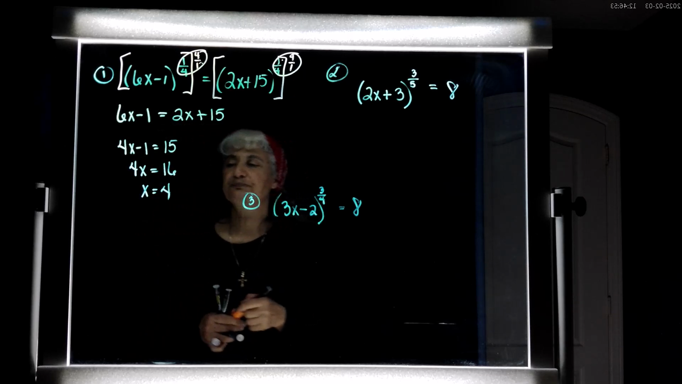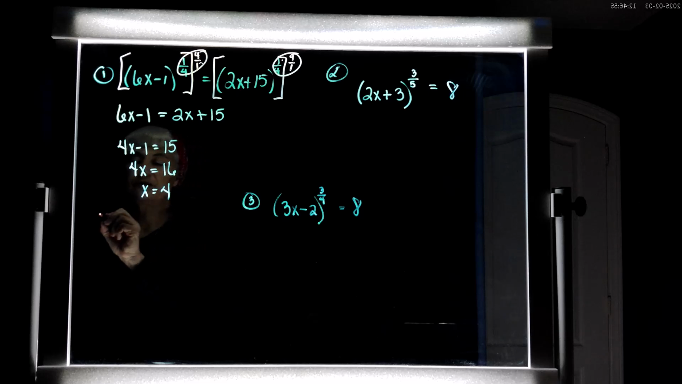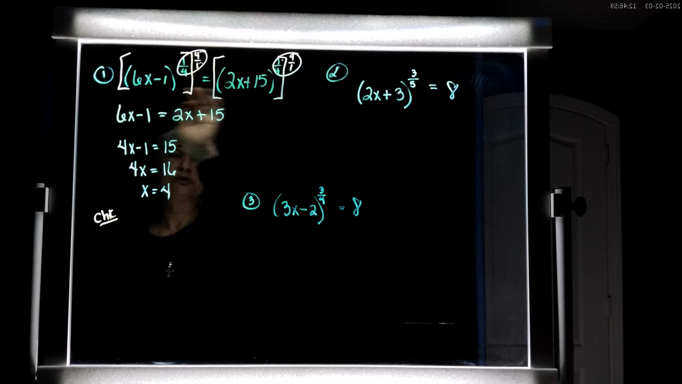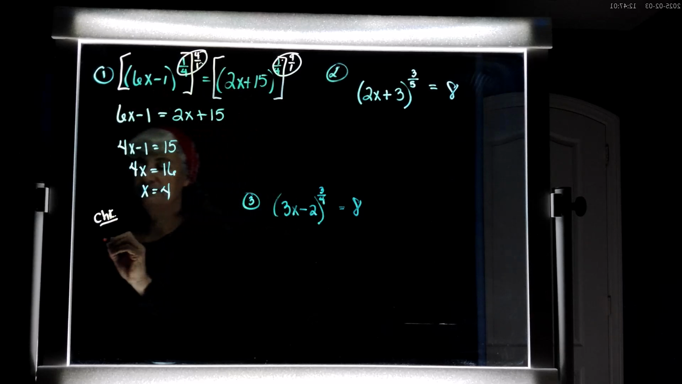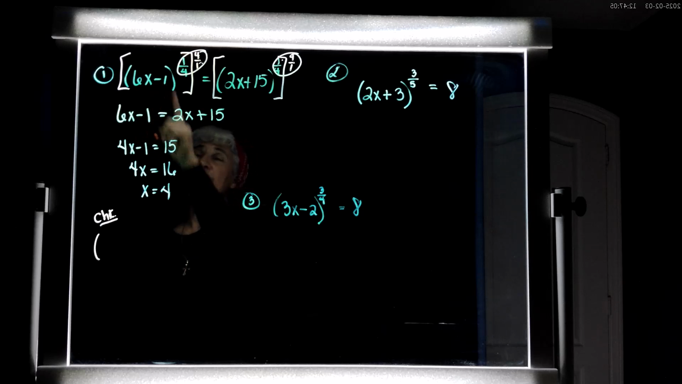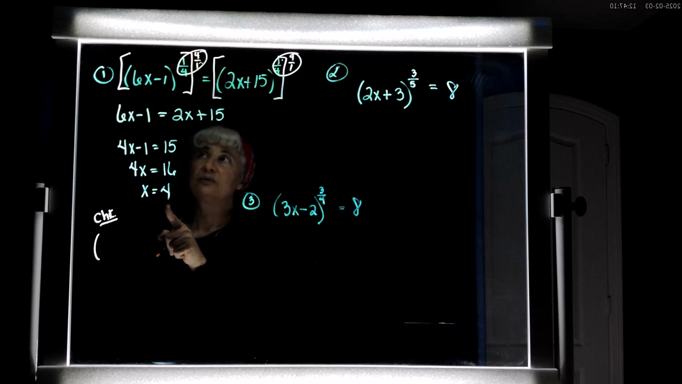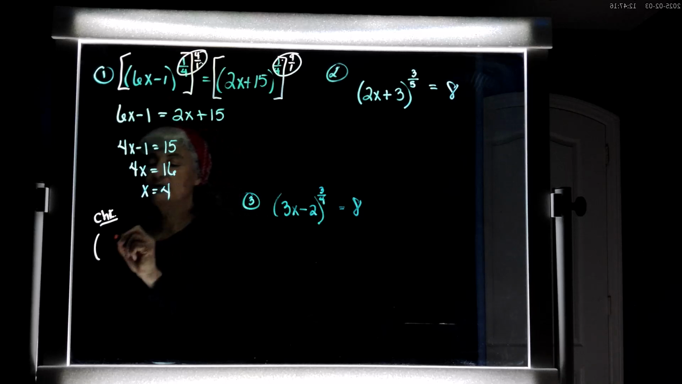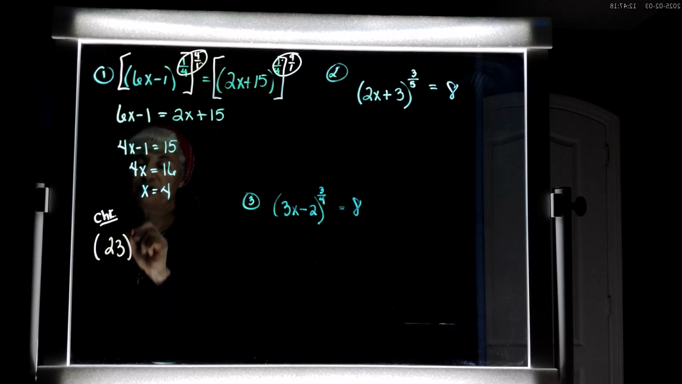You're right, you're not. I need to check this 4 and make sure that I get the same answer on both sides. So, over here on the left, 6x minus 1. Well, that's 6 times 4, right? What's 6 times 4? 24 minus 1 is 23. So you have 23 to the 1/4 exponent.